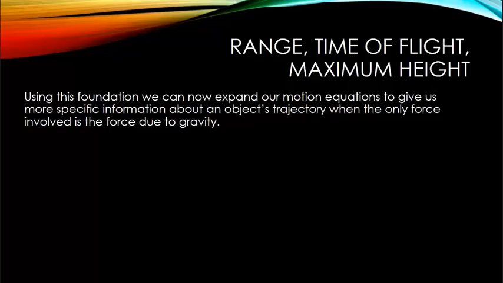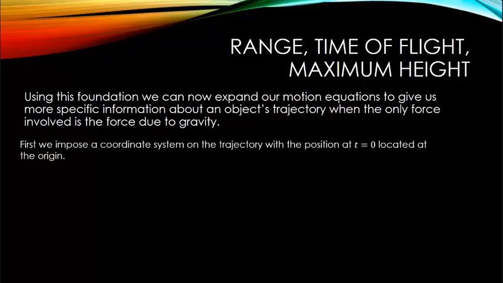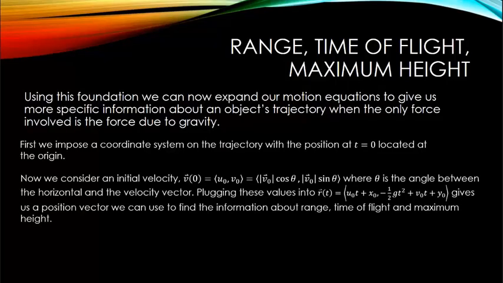First, we impose a coordinate system on the trajectory with a position at t equals 0 located at the origin. Then we consider an initial velocity, v naught, which is given by the components u naught, v naught, which is also equal to the components of the magnitude of v naught times cosine theta and the magnitude of v naught times sine theta, where theta will be the angle between the horizontal and the velocity vector.